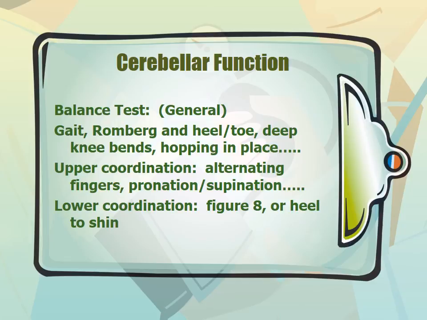Then we want to look at both their coordination in the upper portion of their body and the lower portion of their body. We may have them do the upper coordination by doing alternating fingers. Remember, starting with their thumb, touching it to their index finger and each subsequent finger, and getting faster and faster. We may have them do pronation and supination. We can have them follow our finger. Everywhere that our finger moves, their finger will touch our finger. Lower coordination may be in the form of having them do a figure 8 with one leg at a time, or you can have them do the heel to shin, which is also another way.